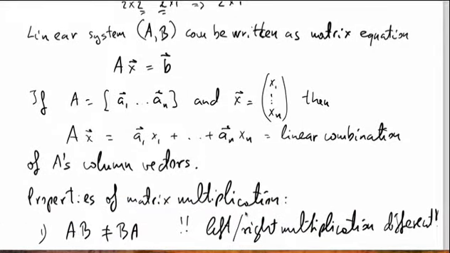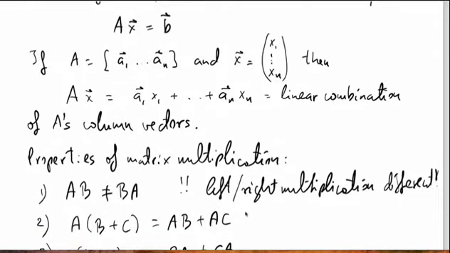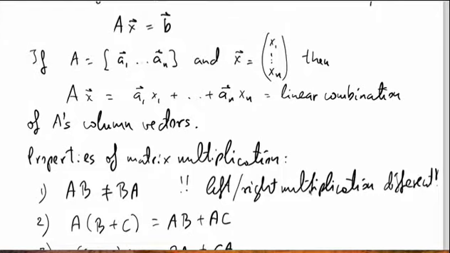Some properties of matrix multiplication. Very important property: matrix multiplication is not commutative, which means in general A times B does not equal B times A. Now sometimes they are equal, but usually they are not. So you have to be careful. That means it makes a difference whether you multiply from the left or from the right. Usually then we say left multiplication or right multiplication.